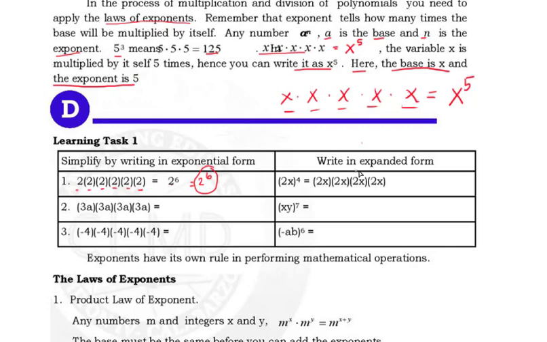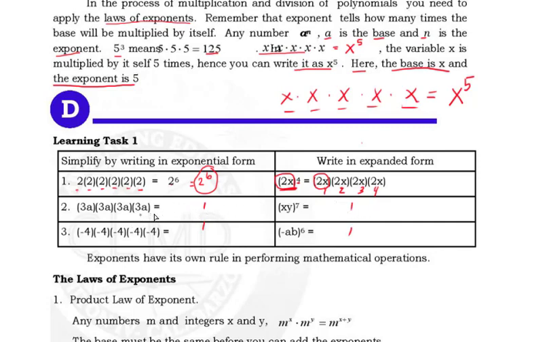So, dito naman po sa expanded form, i-expand naman natin ito. Papahabain. So, ang gagawin lang, kukopyahin lang natin yung base and multiply 4 times by itself. Not by 4, but by itself. So, 1, 2, 3, 4. So, ganun din po ang gagawin natin dito sa mga succeeding problems. Okay? Ito po ay gagawing exponential form and the other one is expanded form.